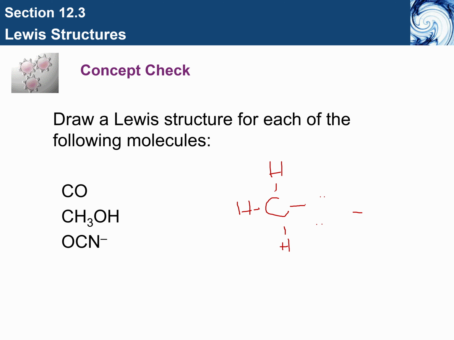All right, and then our last one. You'll notice it has a minus, which should throw some red flags for you. You're going to have to do something special on this, and that is add in 1 extra electron to complete an octet, but it's going to look a little different. All right, so we've got an oxygen, we've got carbon, and we've got a nitrogen. Nitrogen has 5 electrons, carbon has 4, and oxygen has 6.